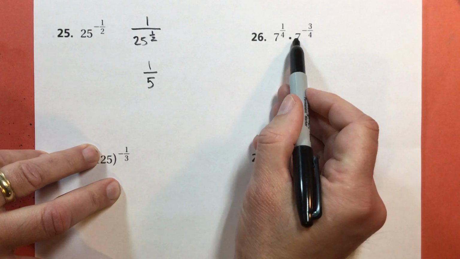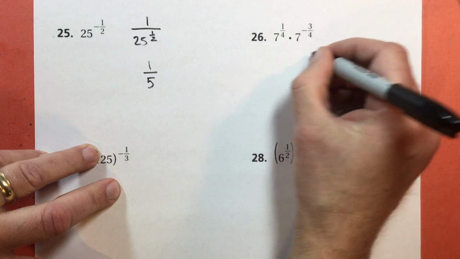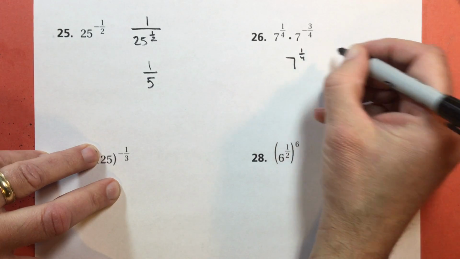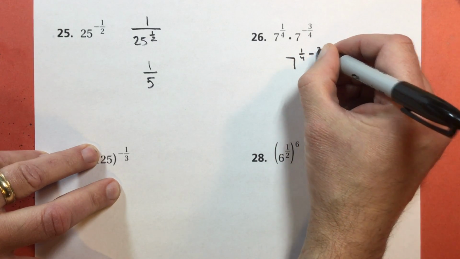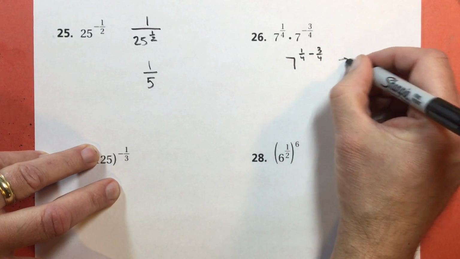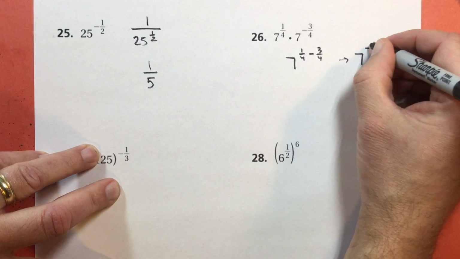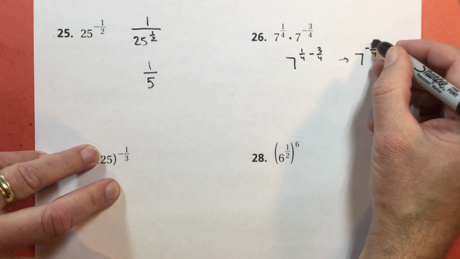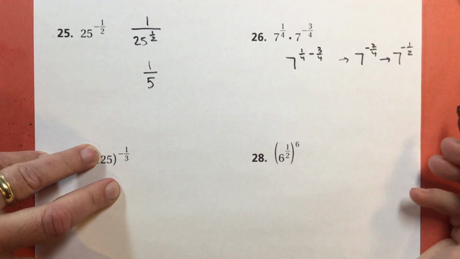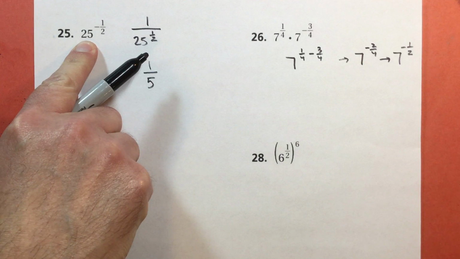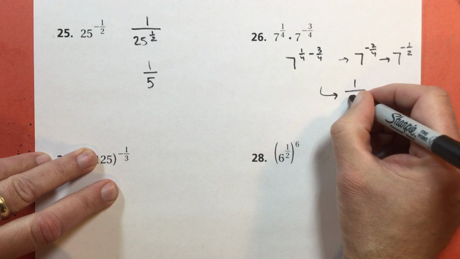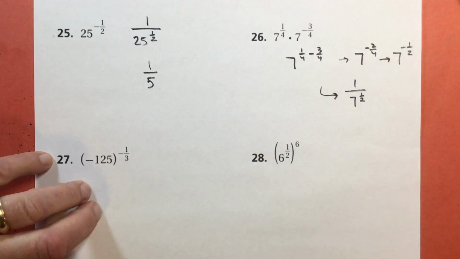Number 26, I've got the same base, so I'm going to add the exponents. This is going to become 7 to the 1/4 plus negative 3/4, so I'll go ahead and say subtract 3/4 power. 1 subtract 3 is negative 2, so negative 2/4, and I'm just going to reduce this before I go any further. This is 7 to the negative 1/2 power, which reminds me, looks like the last one. So this is going to end up being 1 over 7 to the 1/2 power.